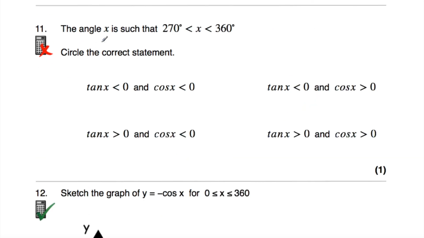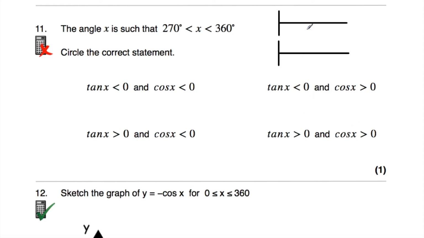We've been told that the angle x that we're looking at is bigger than 270 degrees, but less than 360 degrees. So perhaps it could be 300 degrees. And we've been asked to circle the correct statement. The tan of the angle is negative and the cos of the angle is negative. The tan is negative, but the cos is positive. The tan is positive, but the cos is negative. Or the tan is positive and the cos is positive.